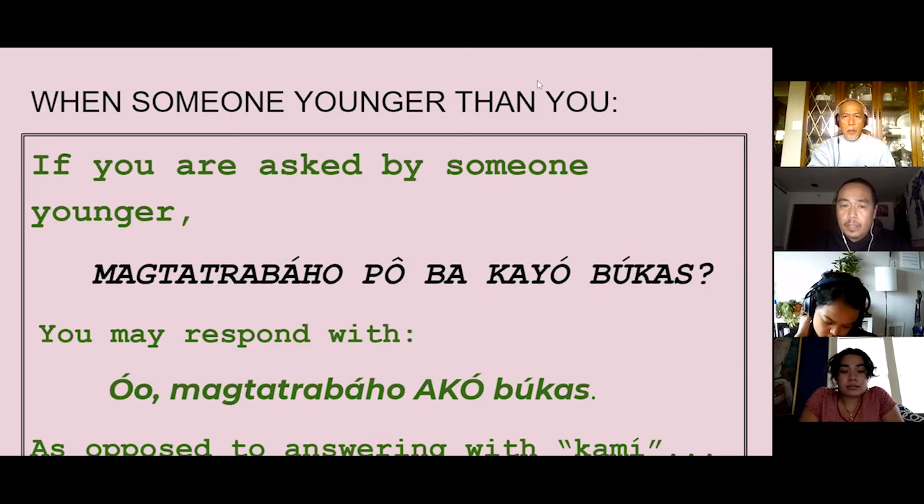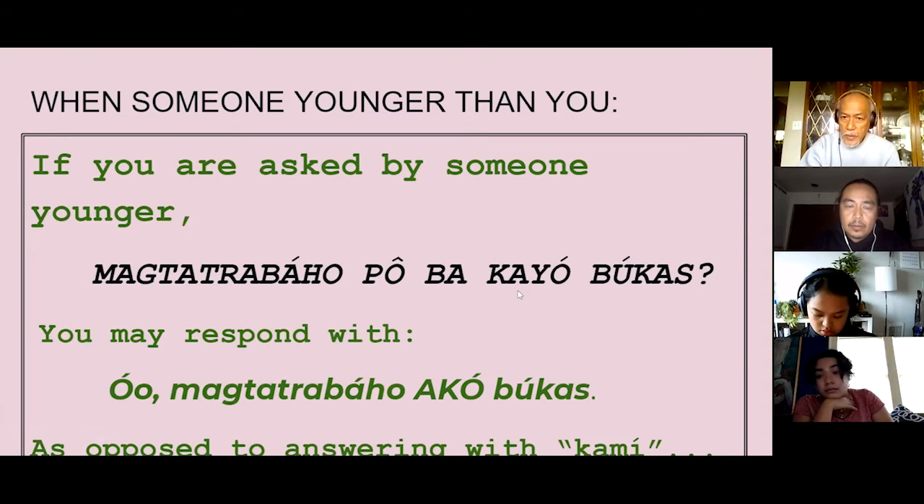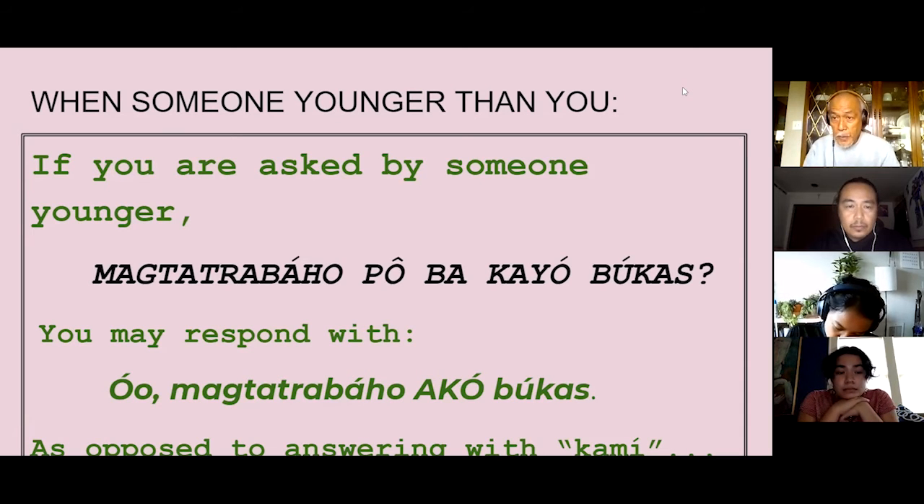If you are asked by someone younger, "Magtatrabaho po ba kayo bukas?" you respond not with a plural. You don't say "magtatrabaho kami," because the "kayo," as you know, is referring to you. That young kid is referring to you, even if you're alone, in the plural form. So you respond correctly to that younger person in the proper way. You say "magtatrabaho ako." You don't say "magtatrabaho kami," right?